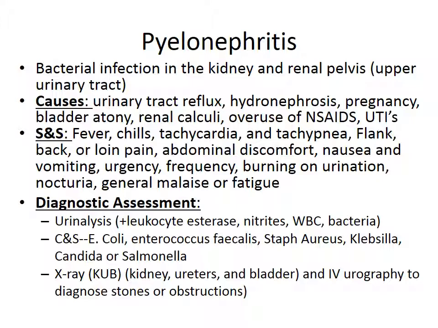Cultures and sensitivities are important as you want to identify the underlying bacteria that's present, whether it be E. coli, Enterococcus faecalis, Staph aureus, Klebsiella, Candida, or Salmonella, as antibiotic therapy will be driven by the type of bacteria identified in the infection. An X-ray, a kidney, ureter, bladder, or KUB, and an IV urography are used to diagnose stones or obstructions.